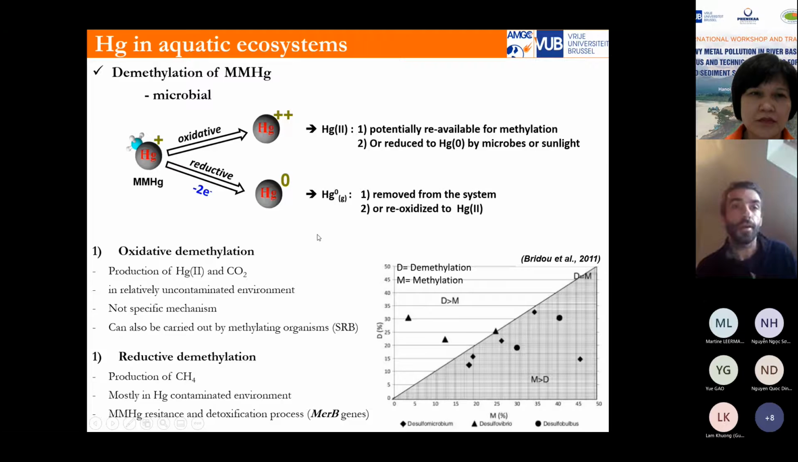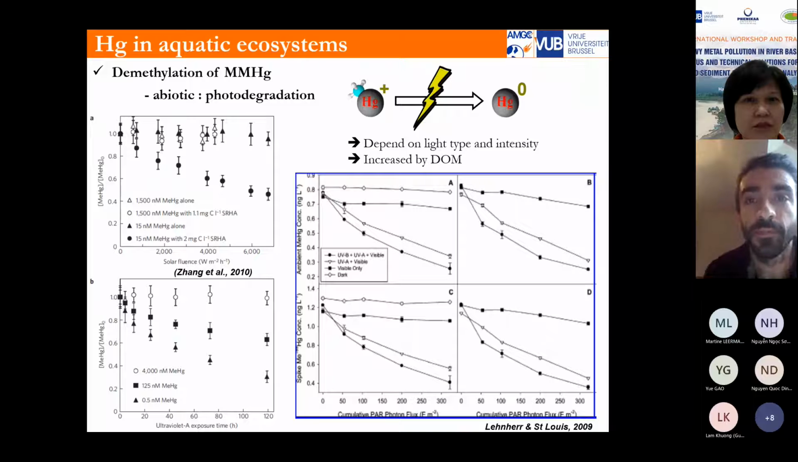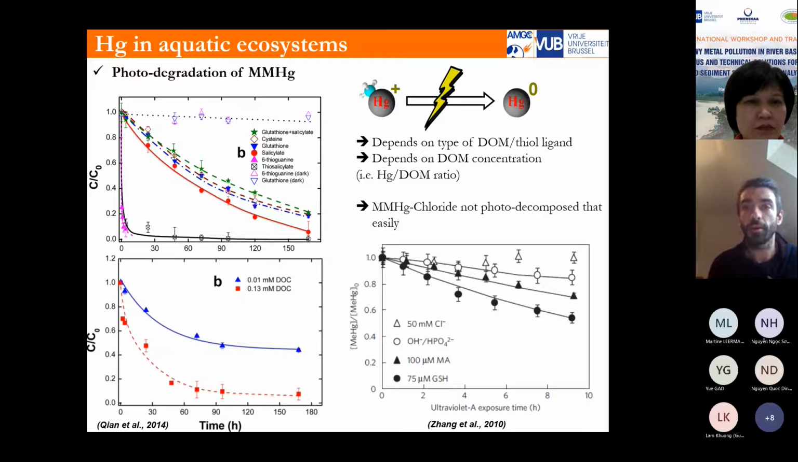The methylmercury degradation can also be done by sunlight. But this degradation will depend on the type of sunlight, and also the mercury that is bound to organic matter will generally be much more photodegraded than other mercury. And the type of organic matter is also very important.